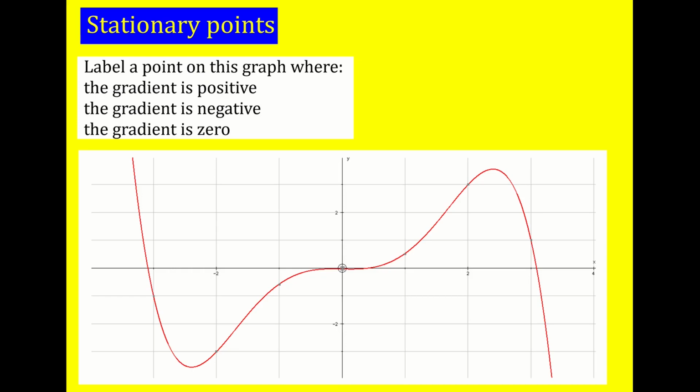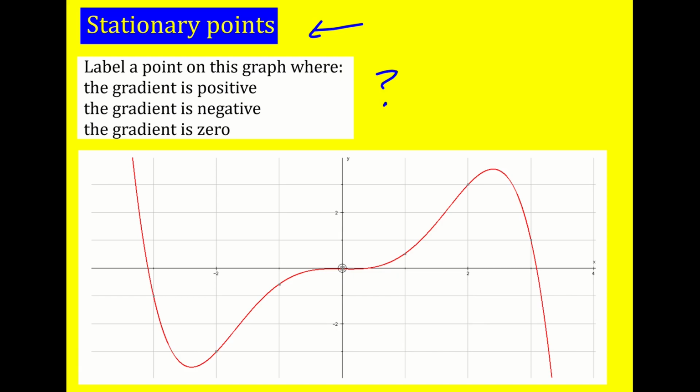Today's topic is stationary points, and I'll talk about what those are in a minute. Okay, the first thing I want you to do is look at this graph. Can you label anywhere on there where the gradient is positive, anywhere where the gradient is negative, and anywhere where the gradient is 0?